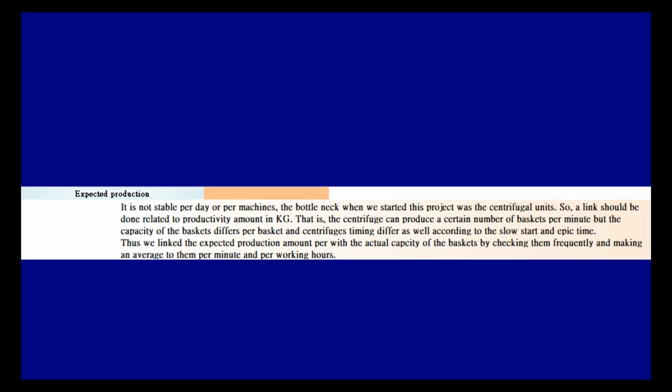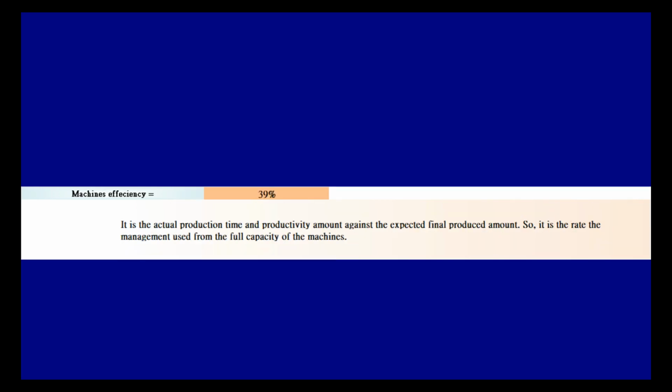Expected production is not stable per day or per machine. The bottleneck when we started this project was the centrifugal units. A centrifuge can produce a certain number of baskets per minute, but the capacity of the baskets differs per basket and centrifuge. Thus we linked the expected production amount with the actual capacity of the baskets by checking them frequently and averaging them per minute and per working hour. Machines efficiency equals 39%. It is the actual production time and productivity amount against the expected final produced amount. So, it is the rate the management used from the full capacity of the machines.